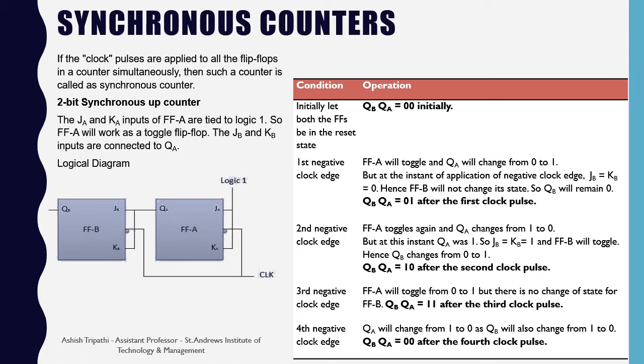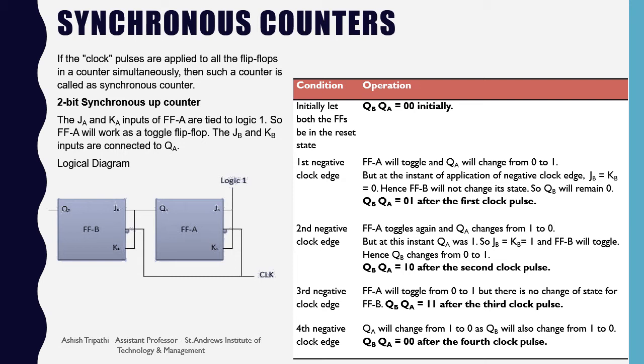Initially both of the flip-flops are in the reset state, so QB and QA will be 0 0. After applying the first negative clock pulse, FFA will toggle. And why does it toggle? Because J and K received logic 1 as the input, and you remember that if J and K both have the value 1 as the input, then it is a toggling case. Hence, after applying the first negative clock edge, FFA will become active and J and K will make QA toggle, so it will become 1.